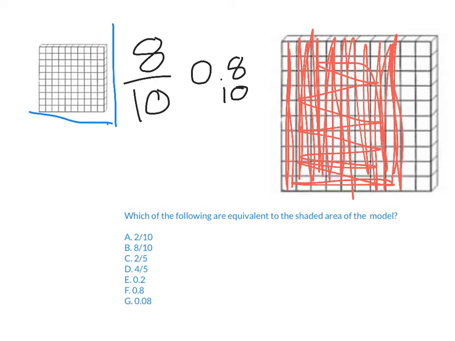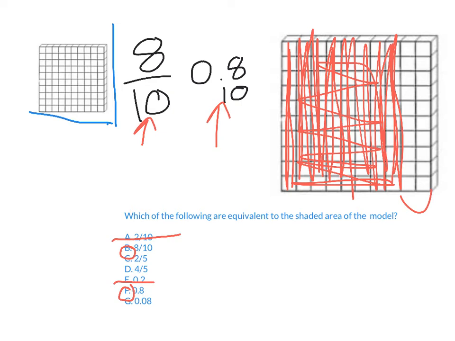Well, I know that F definitely works because that is my decimal that I have represented here, and I know B definitely works because that's my fraction I have represented there. Now, A would not work because 2/10 is the amount that is not shaded in, and I'm not worried about that. And then I can also get rid of E because that's just 2/10 in decimal form.